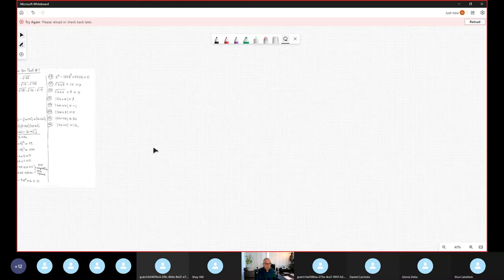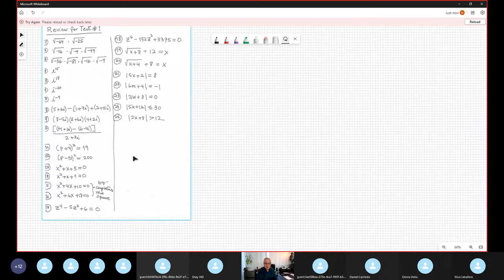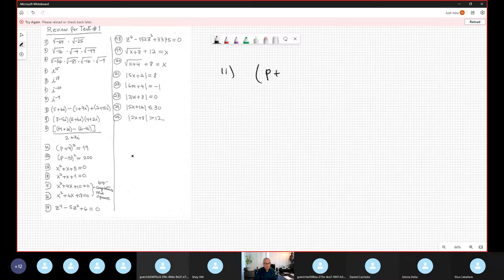We finished complex numbers, no more. Now let's go directly to the quadratic equation, in different ways: square roots, the quadratic formula, and completing the square. Look, this is number 11: parenthesis p plus 7 squared equals 19. It's easy because it is already factored. You take advantage of this and apply the square root method: a square root here and a square root here.